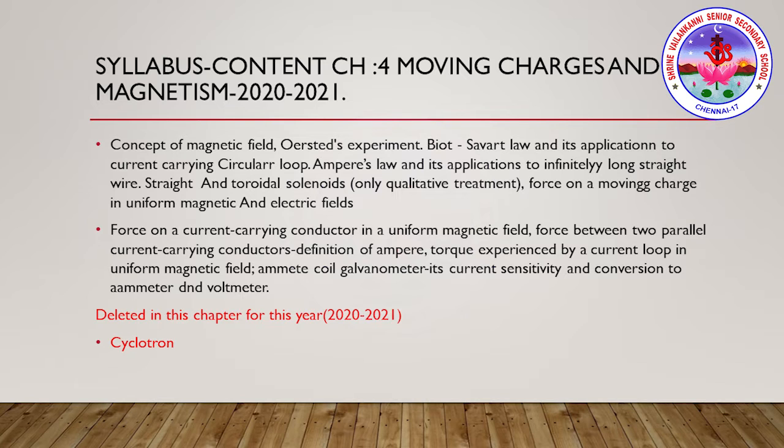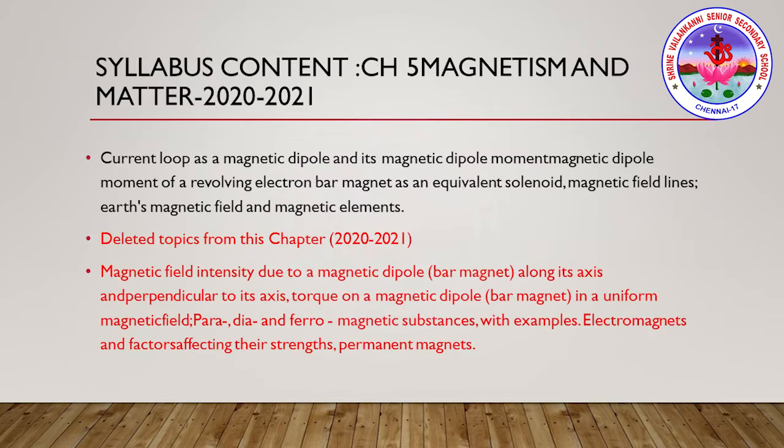From that we will ask the definition of the ampere and torque experienced by a current loop in a uniform magnetic field, moving coil galvanometer and its current sensitivity, voltage sensitivity, conversion to ammeter and voltmeter. They have omitted in this chapter only the cyclotron. So other than that, these are the topics you have to concentrate on.